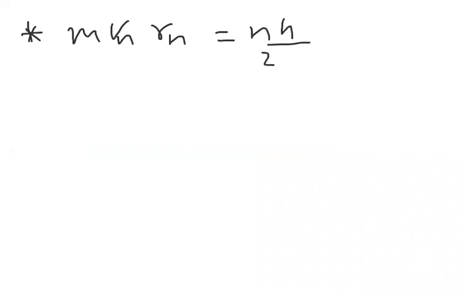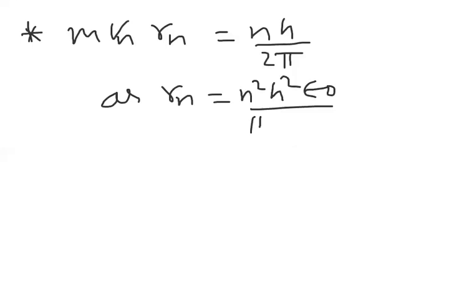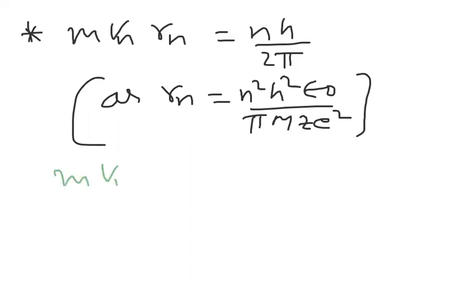Already we know from angular momentum we have written it as m v n Rn is equal to n h by 2 pi. Just now we derived the expression for Rn as n square h square epsilon naught by pi m Z square. This is the expression I got. Now let me substitute it here, in the place of Rn.